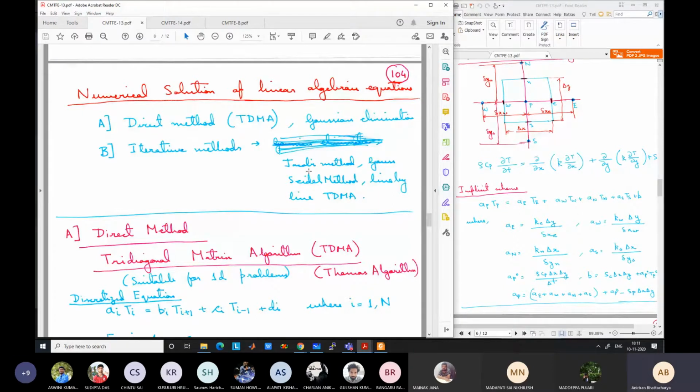So either we can solve them directly, like what I was saying, A into T is equal to B, or T is equal to A inverse of B. So there are some direct methods for doing this. One is known as tridiagonal matrix algorithm. Then a very standard method is there, which is Gaussian elimination.